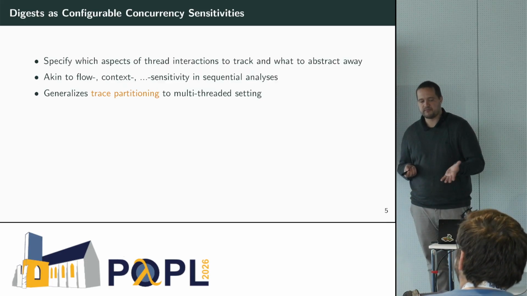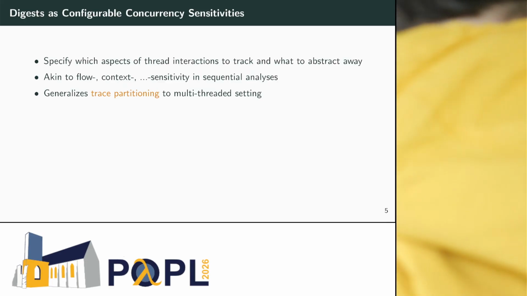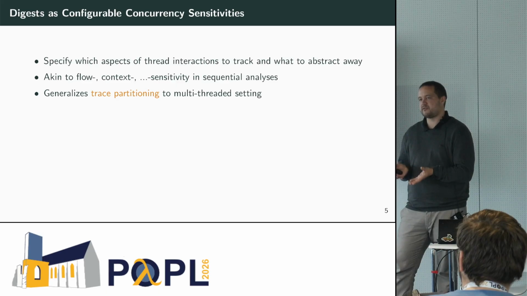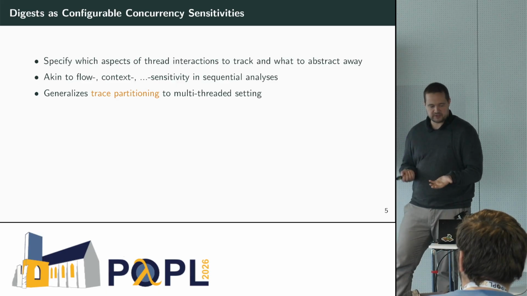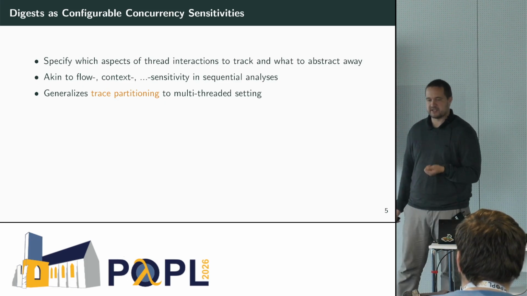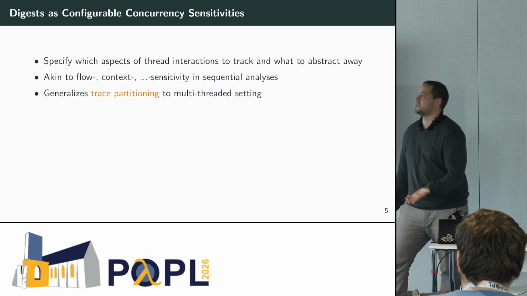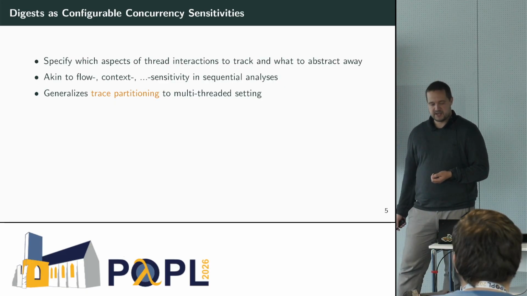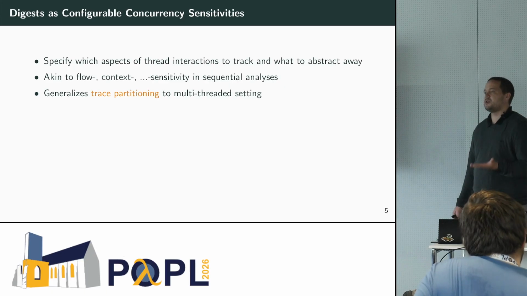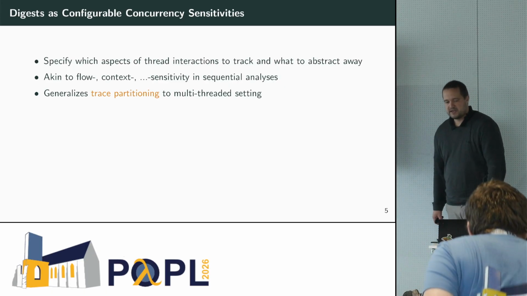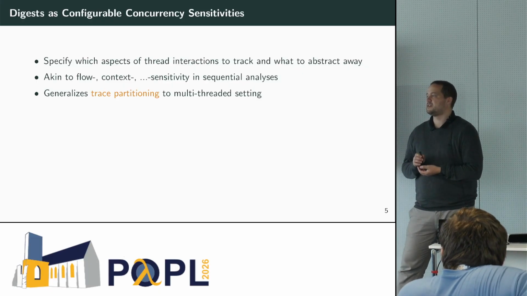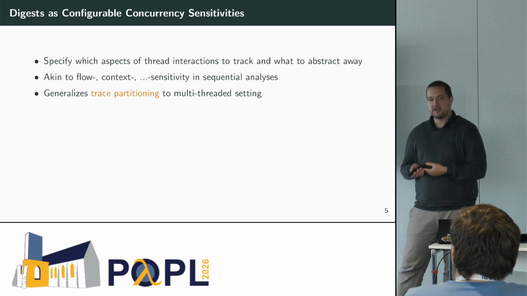And you can think of these digests in some way as a type of concurrency sensitivity, because they specify which aspects of the thread interactions you want to track and what you want to abstract away. So you can say, in some way it is similar to flow sensitivity, context sensitivity, and all of these other types of sensitivities that people have proposed in sequential analyses. Another helpful way to think about it, especially if you're an abstract interpretation person, is you can see these digests as a generalization of this trace partitioning technique that Xavier Rival and others proposed to a multi-threaded setting.